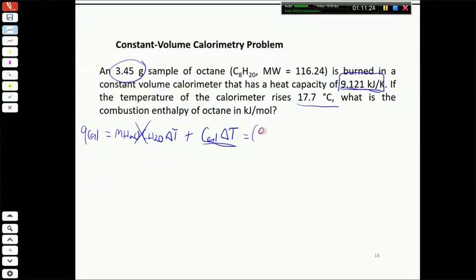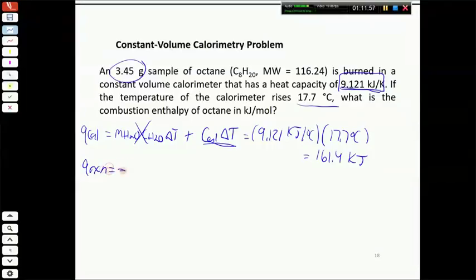So that heat capacity is 9.121 kilojoules per degree Celsius or degree Kelvin, or sorry, just Kelvin. And then the change in temperature is 17.7. So in this case, calculating the heat is relatively simple because we just have to do the product of those two, which comes out to 161.4 kilojoules. Okay? So that's the amount of heat that's absorbed by the calorimeter. And what that means is then the heat for the reaction, the amount of heat that's released when we burn this substance, is just the negative of that.